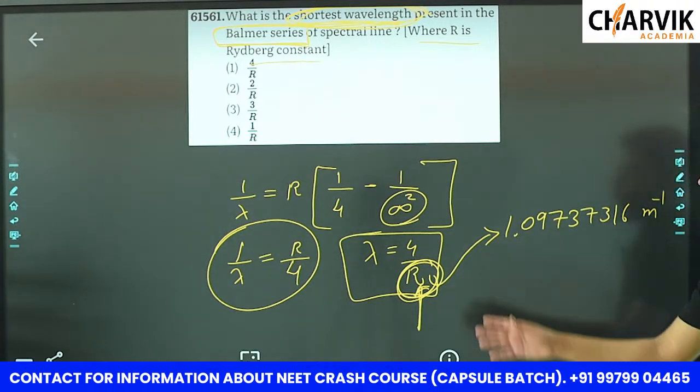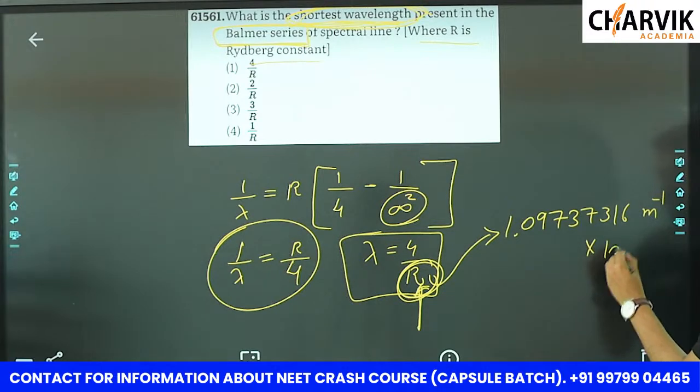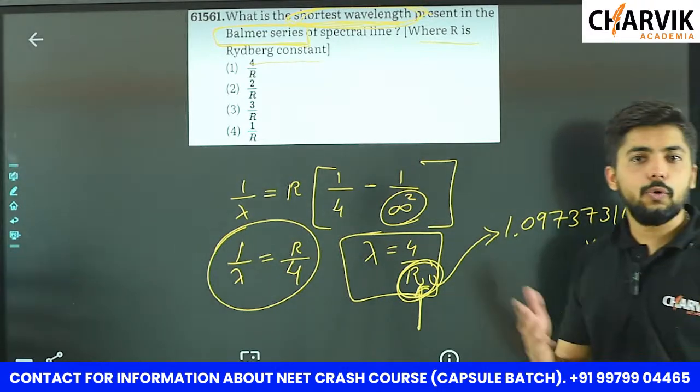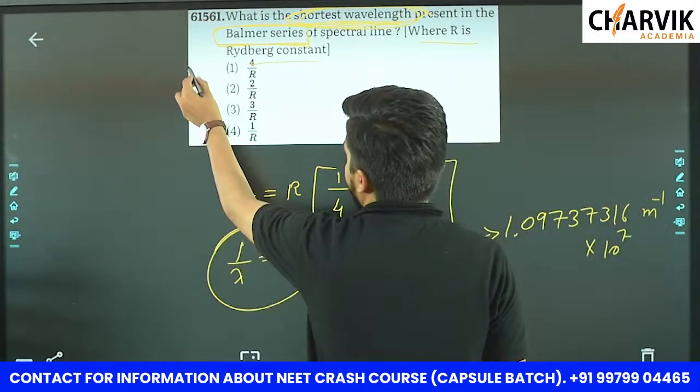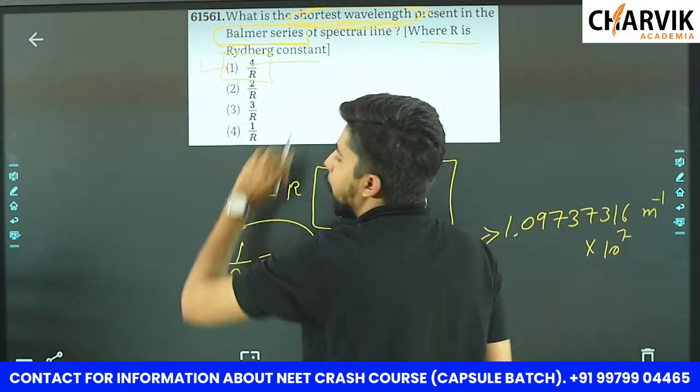But right now you don't need to. Here it will be into 10 raised to 7. But here you don't need to place the value of the Rydberg constant. Simply your answer becomes 4 divided by r, which is given in the first option.